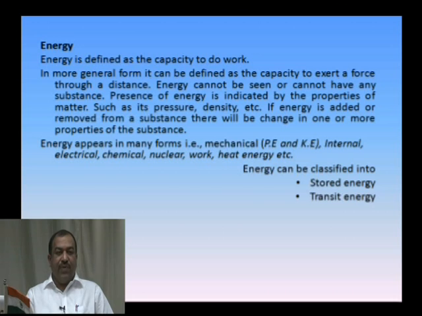Energy can be classified into two types. One is stored energy, another one is transit energy. The energy that can be stored in a body is called stored energy, that is kinetic energy and potential energy. The energy that cannot be stored, and is always trying to move from one place to another place, is called transit energy. Heat energy is the example for transit energy.